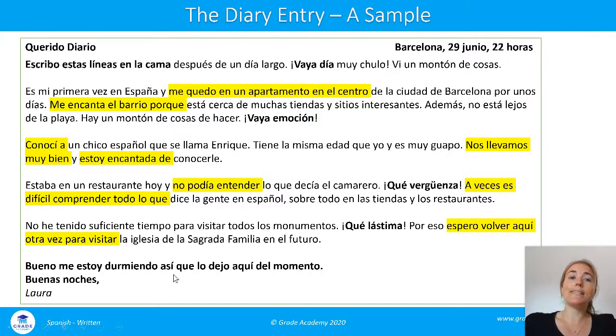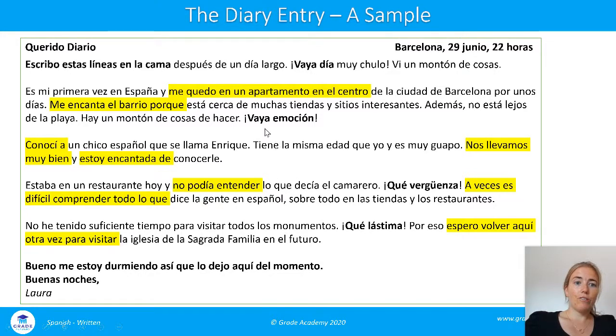Well, I'm sleeping. Basically, I'm falling asleep here. Así que, so I'll leave it here, or I'll leave you here for the moment. Buenas noches, Laura. So good night, and then sign off at the end. It doesn't matter if you use your own name or make up a name, that's fine. You'll notice we've used those phrases vaya or que 4 times here. We've almost used one for each point with the exception of the person you met, but we've used one to open up the actual diary entry as well.